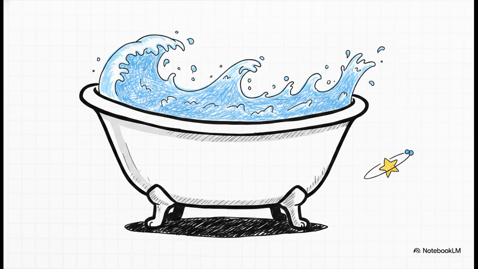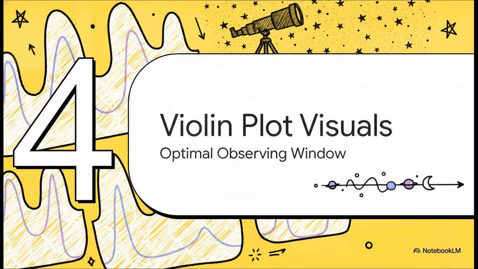However, the zodiacal light acts like the water sloshing around inside. It varies wildly based on Roman's viewing geometry as it orbits at the L2 Lagrange point. Because that zodiacal light sloshes around so much, your total background changes day by day. Which brings us to Section 4, Visualization with Violin plots.